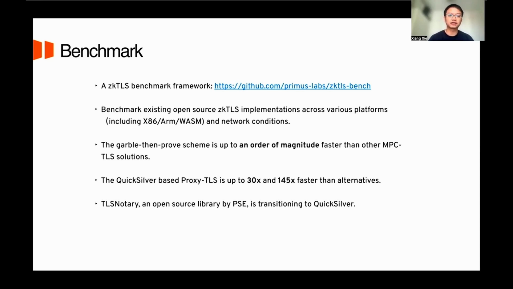And the TLS library, which is maintained by PSE, a foundation, and a lot of TLS startups are using it, is now transitioning to Quicksilver, and I am one of the core contributors implementing this Quicksilver library.